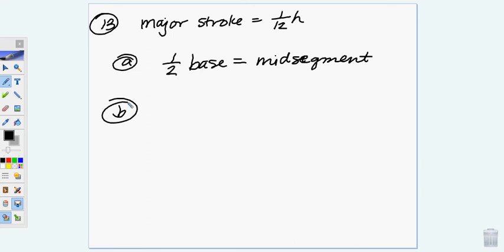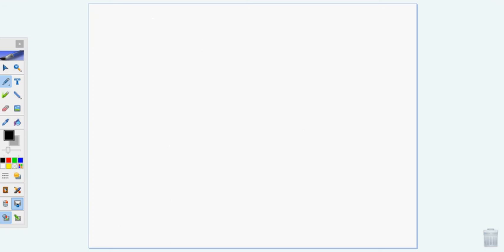Okay? The second part asks us to calculate: if the letter were 3 centimeters tall, how wide would the major stroke be? So we're looking at h equals 3. So we know that it's 1/12 of that. 1/12 times 3 is equal to 3 over 12 is equal to 1/4. You can also give it, I think the book gives it as 0.25, same value.